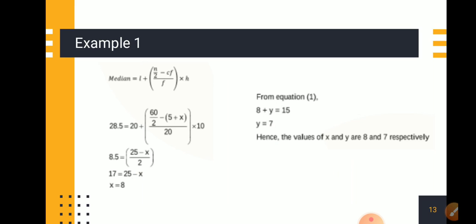So when we substitute all the values, we get x is equal to 8. Once we get x equals 8, now in equation 1 we can substitute, where x plus y was 15. So substituting x equals 8, y is equal to 7. Hence, the values of x and y are 8 and 7.